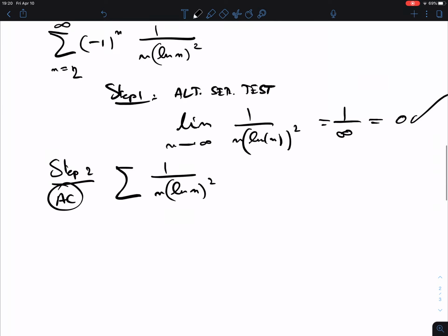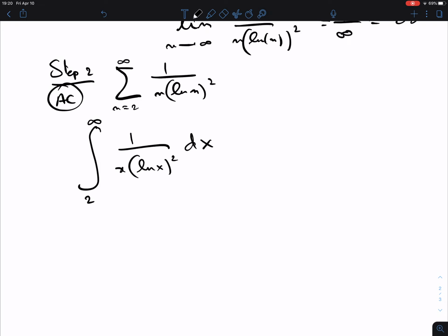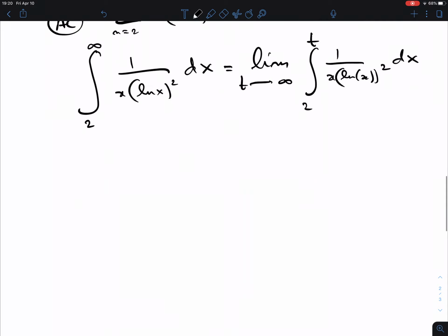Okay, so what does this mean? This means that I should look at the improper integral, so here we go from 2 to infinity, the same bounds, of the corresponding function. And always immediately do this: if you have an improper integral, write it as a limit of a proper integral, which means that you now have endpoints on which the function is well defined and continuous. Okay, good.